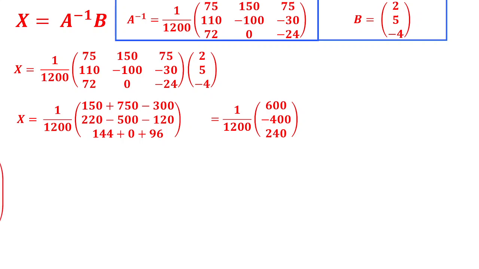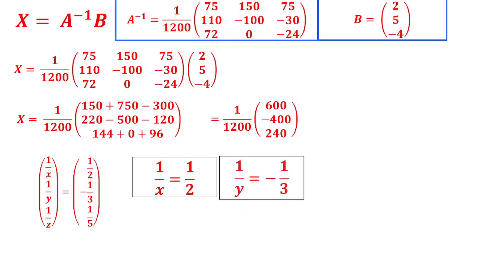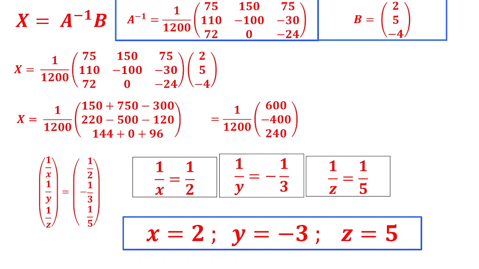Don't bring it now. Then it will become 1 by 2, minus 1 by 3, 1 by 5. Therefore, 1 by x is 1 by 2. 1 by y is minus 1 by 3. 1 by z is 1 by 5. Therefore, x is 2, y is minus 3 and z is 5. A little bit lengthy, but be careful in doing the problem. After you have completed the values of x, y, z, better put it in any of the equations and check whether you are correct.